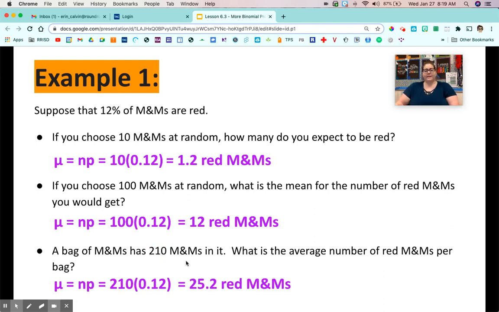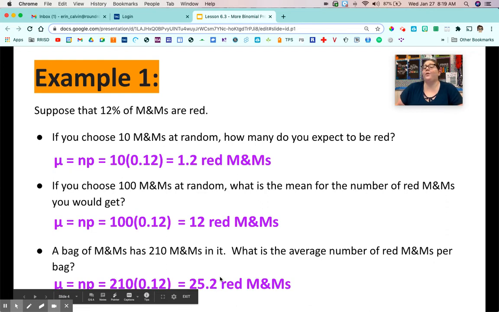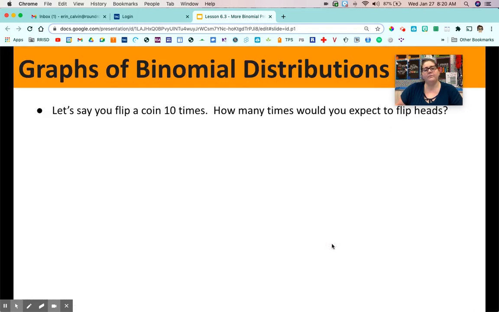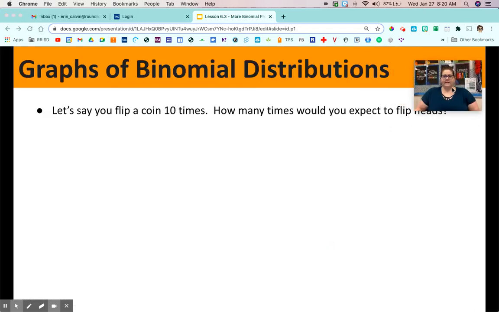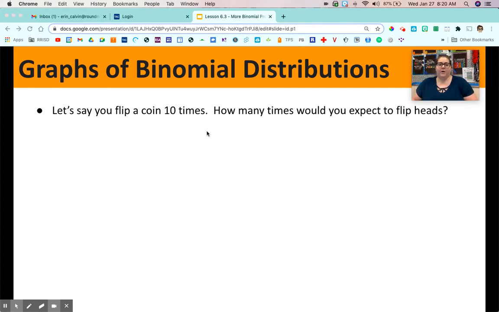So in a bag of M&Ms, I would expect about 25.2 of them to be red on average. Again, we're keeping it as a decimal unless you are asked specifically to round it to a whole number. We want to keep it as a decimal because it's more accurate that way. So next thing we're going to look at is graphs. We're still talking about expected value because this is going to show up on our graphs.